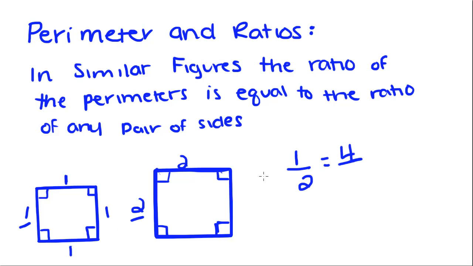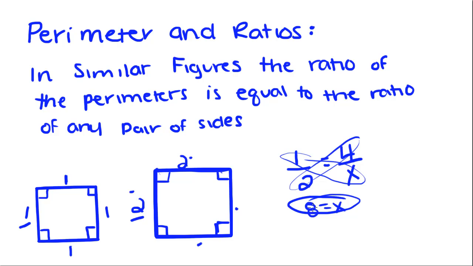And then we're going to put an X on here to find out what the perimeter of the big square is going to be. So if we cross multiply, we get 8 is equal to X. So the perimeter of this bigger square has to be 8. So we're going to check that by actually finding the perimeter. So 2 plus 2 is 4, plus 2 is 6, plus 2 is 8. So yes, this is right. And we could have done it the other way and found the perimeter of the big square first and then solved for the little square.